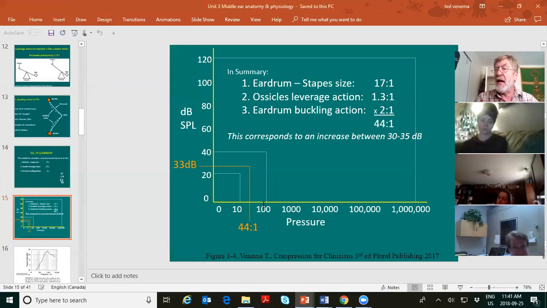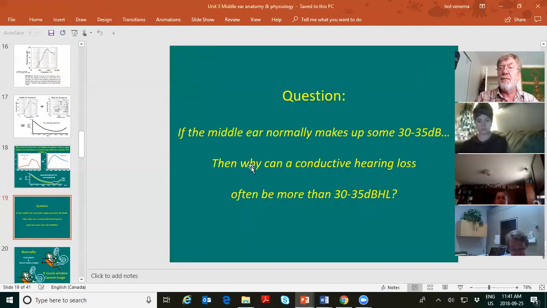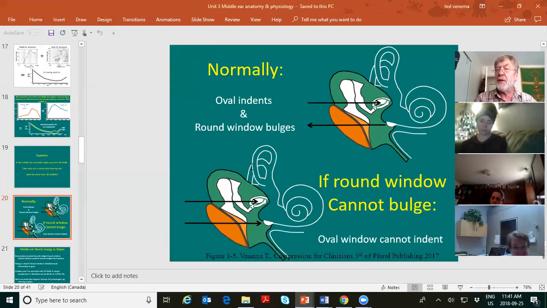And if you did the math, you'd end up with about a 30 to 35 decibel increase offered by the middle ear. So your question then, if the middle ear makes up that 30 to 35 decibels, why can a conductive loss be greater than this? And the answer is here.